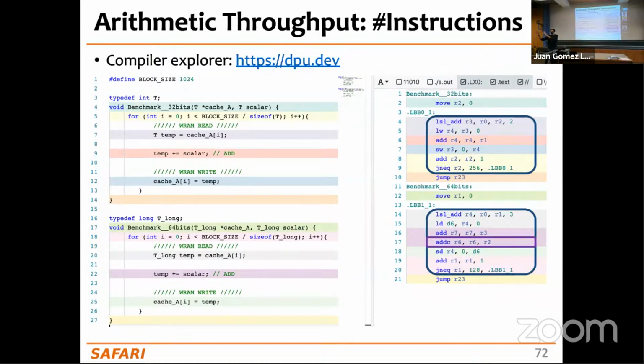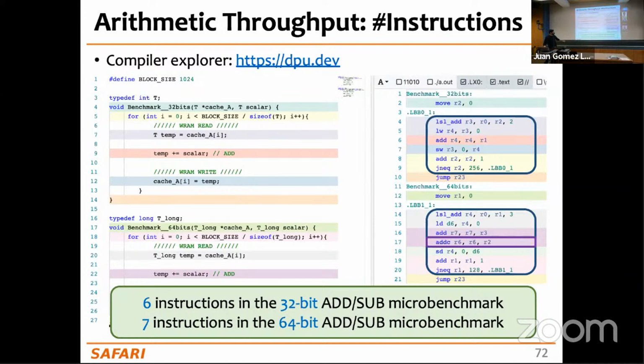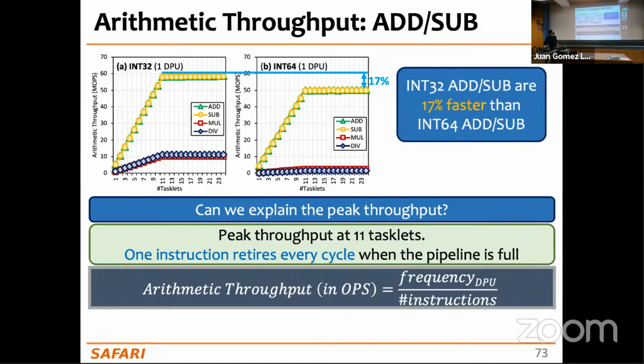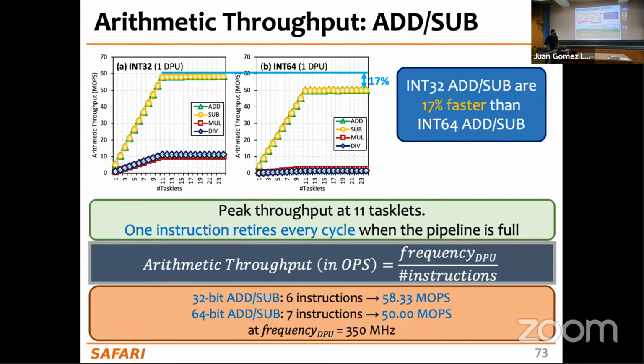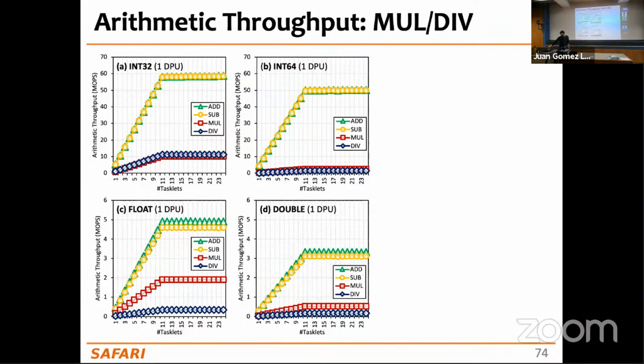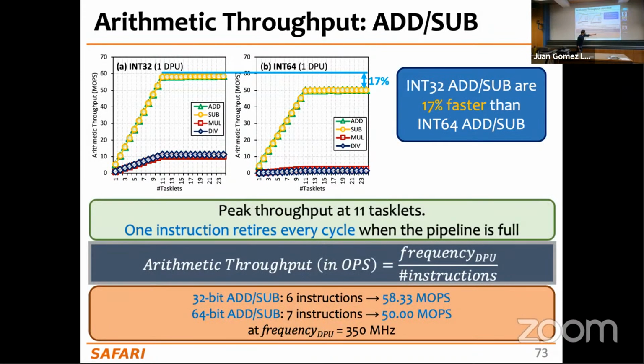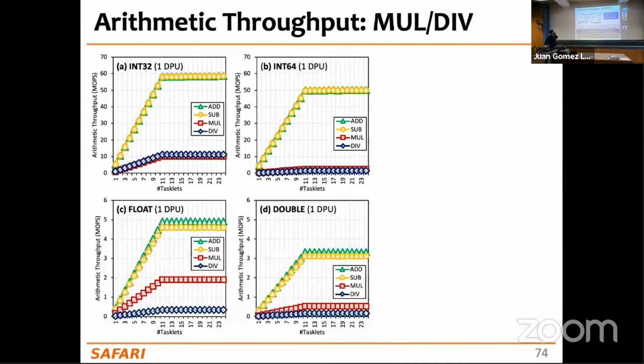So what this means is that we need to move the carry out from the lower 32 bits of the addition to the upper 32 bits. And this is why we need this extra addition instruction. So we have 6 instructions for the 32-bit micro benchmark, 7 for the 64-bit micro benchmark. And this is what explains the peak throughput. So around 58 mega operations per second for 32 bits, 50 mega operations per second for 64 bits.